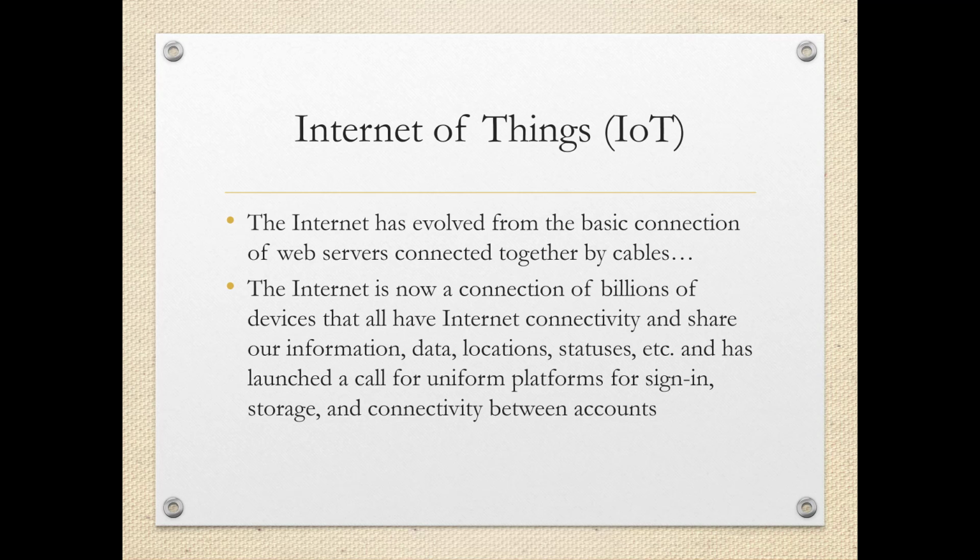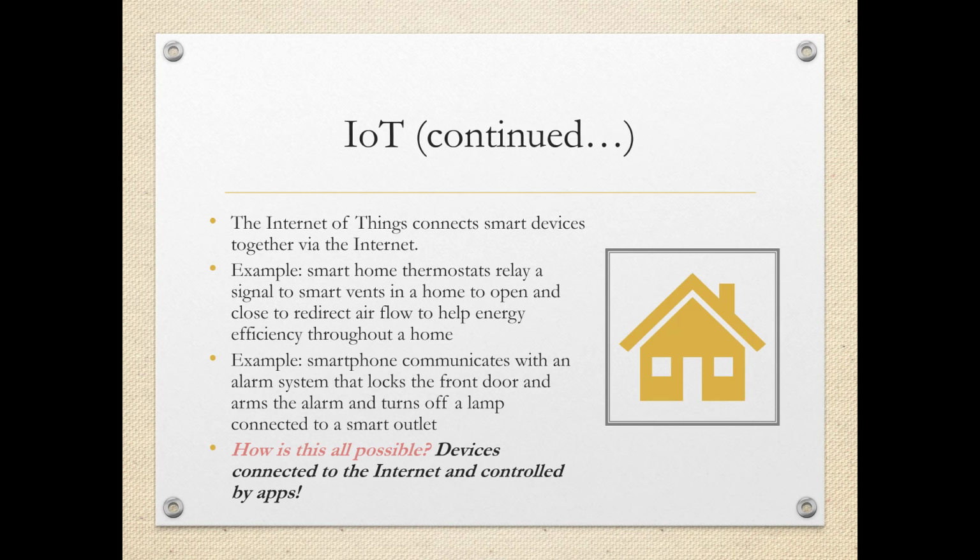Now, piggybacking off of that, the internet has become so fast, and it's kind of the demand of the Internet of Things. The internet has evolved from the basic connections of web servers connected together by cables. That's all it used to be: a bunch of web servers that you could connect to and download, view your ESPN scores or whatever it is. Now it's more of a connection of billions of devices that all have internet connectivity and share our information, data, locations, statuses, etc., and has launched a call for a uniform platform as far as sign-in, storage, and connectivity between accounts. You've probably seen that. They're all trying to work together now.